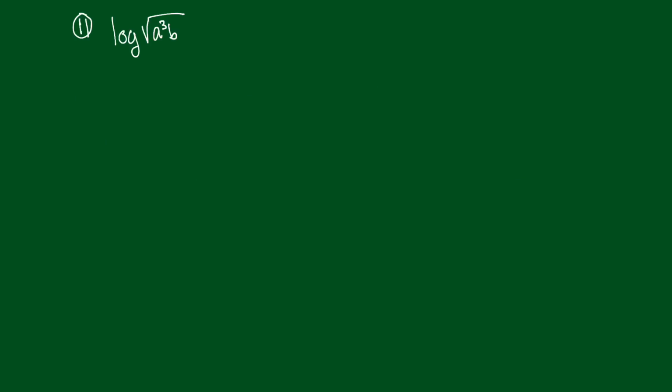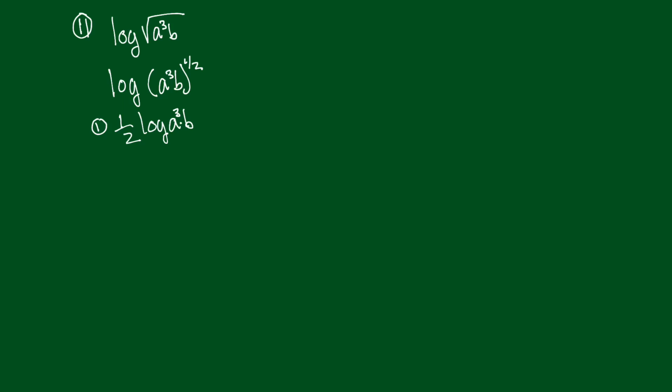All right, let's start by eliminating that square root. Let's write it as a fractional exponent. So it's going to be the log of the quantity a cubed b to the 1/2. Now, a couple ways to do this. I can bring that 1/2 down as a multiplier. So here's method 1. Bring that 1/2 down as a multiplier. 1/2 times the log of a cubed b.